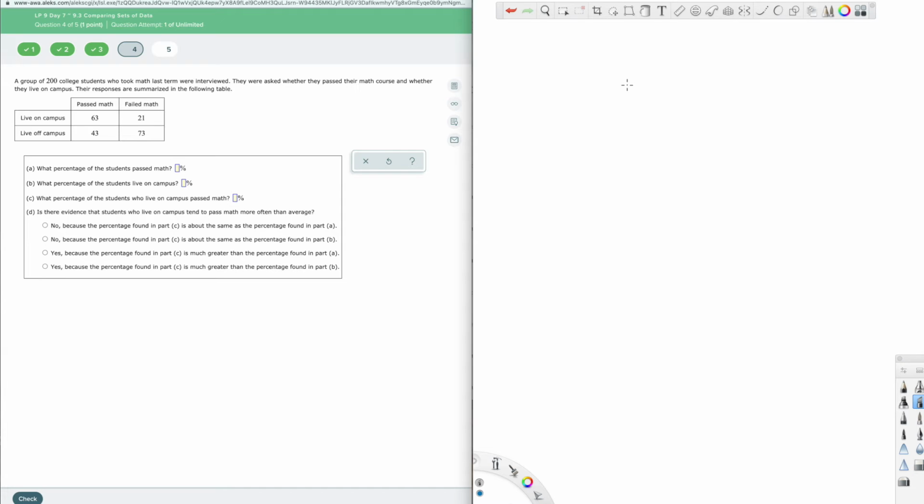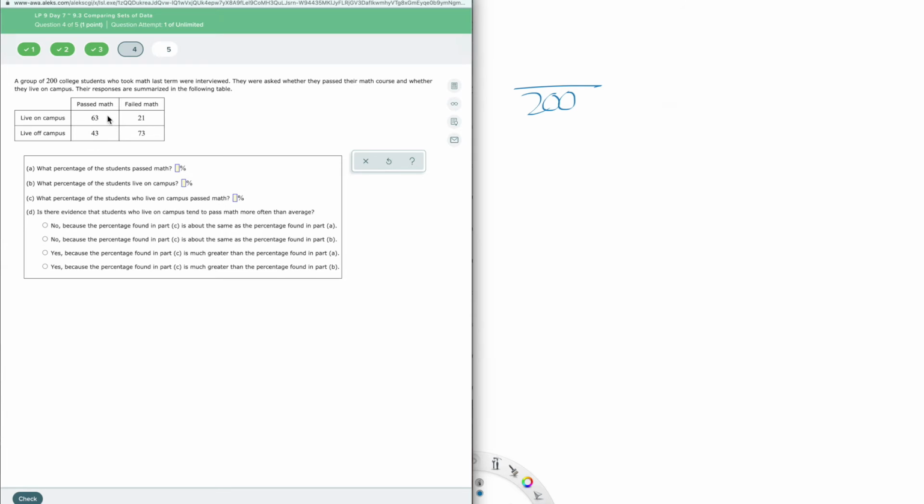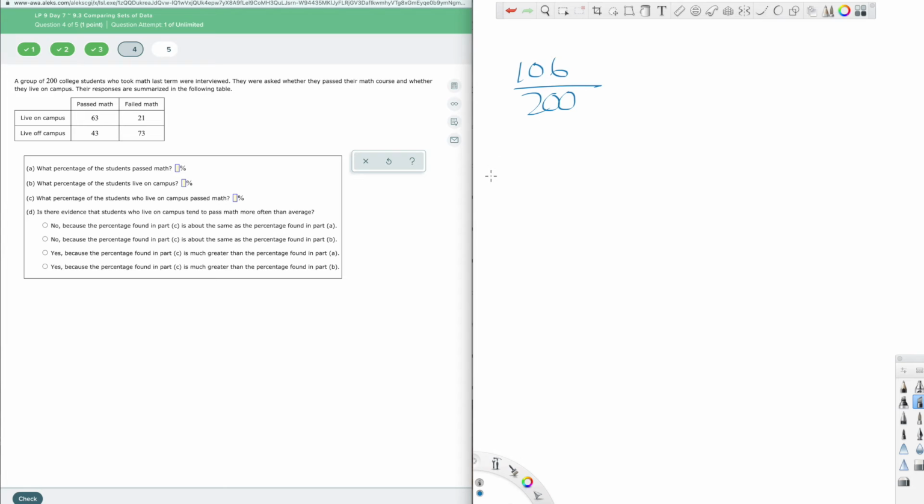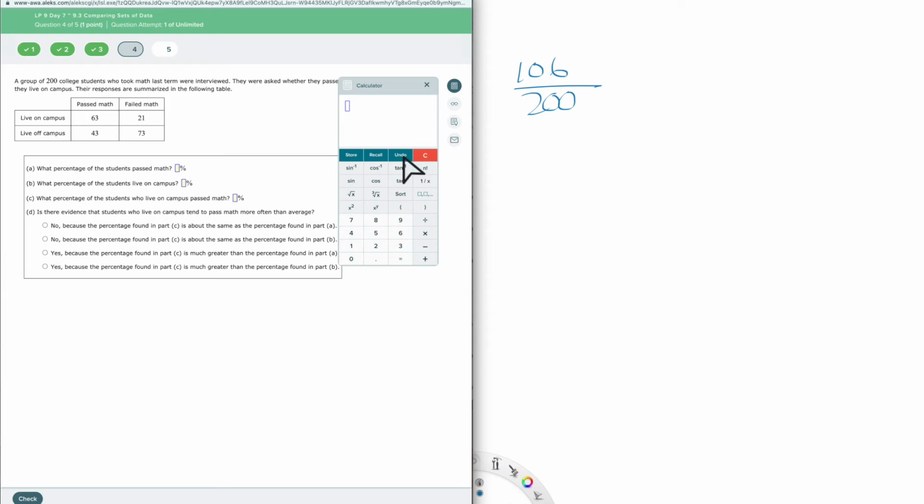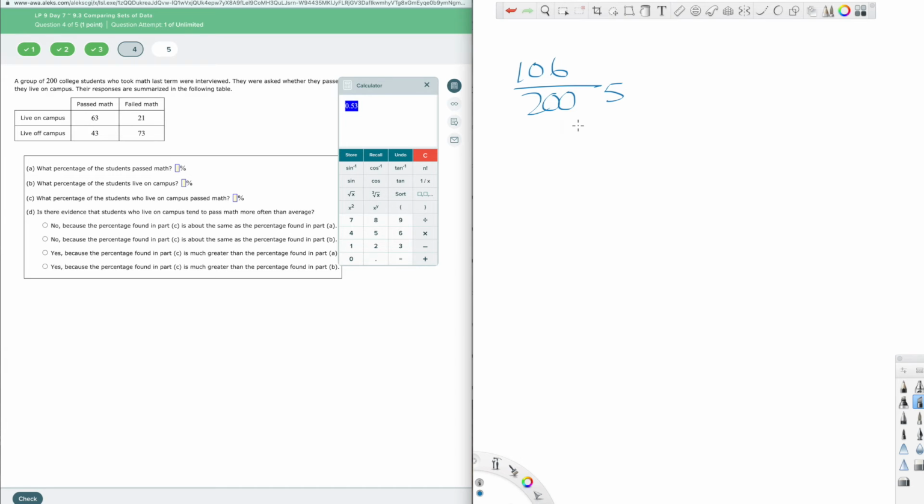So what percentage of students passed math? So we want to say, of all the students that we interviewed, what percentage passed math? So I want this total here. So that would be 6 and 10, so 106. Sorry, I know I added that a little funny. I should add it straight down. So I want to do this again. So I have 106 divided by 200. So it's 0.53, so it's really 53%.